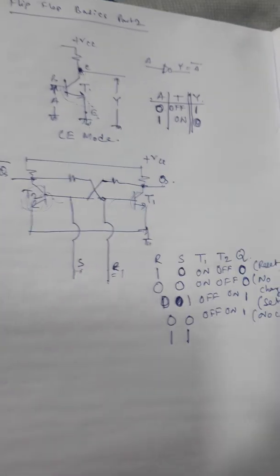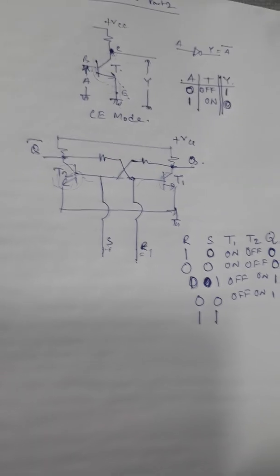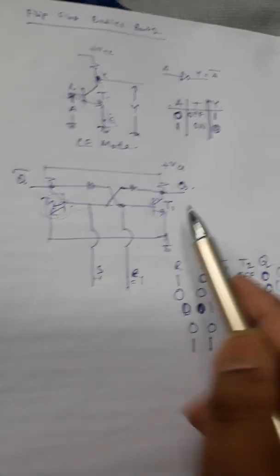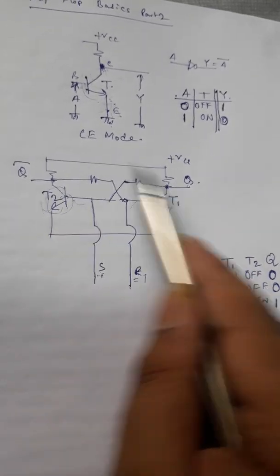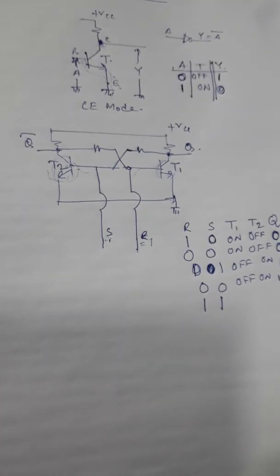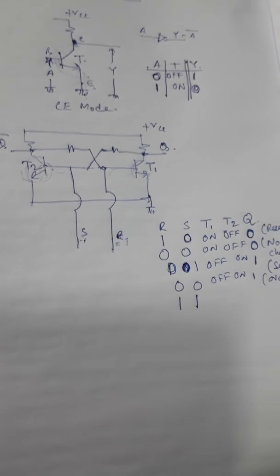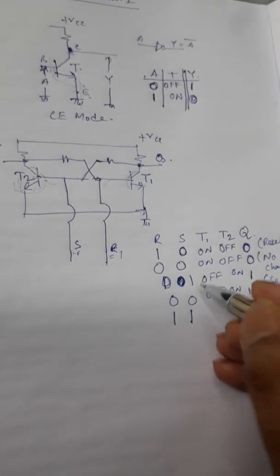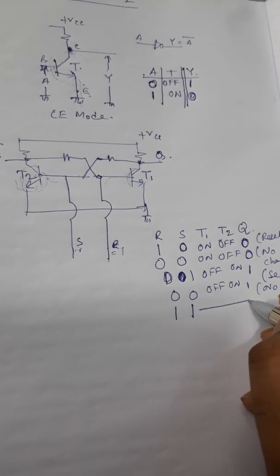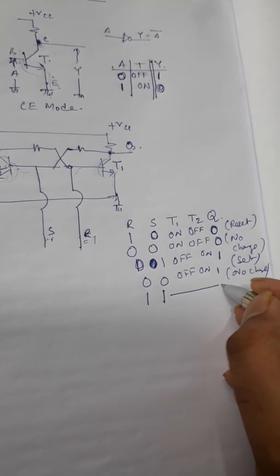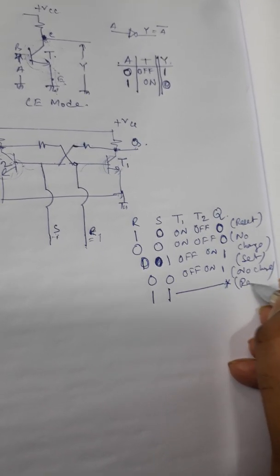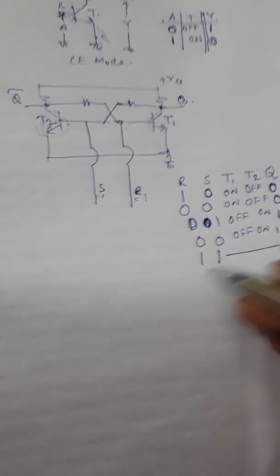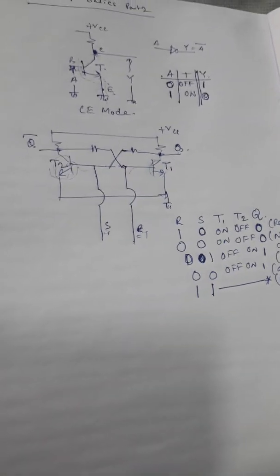Now if we make both the inputs 1, then what will happen? Both the transistors will be on and Q bar will be 0. That is not possible actually. Either of Q or Q bar is 0 or 1, so we cannot tell what will happen with this input. This is known as race condition, and this is avoided in the case of a flip-flop.